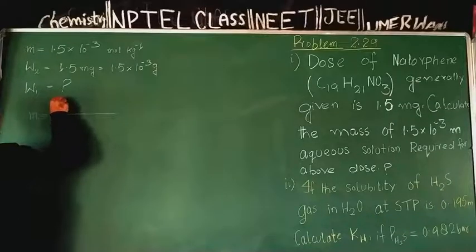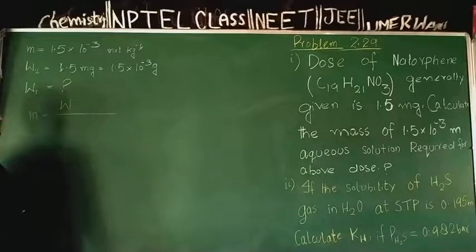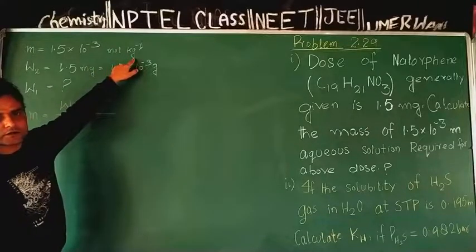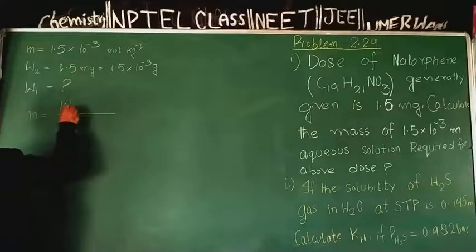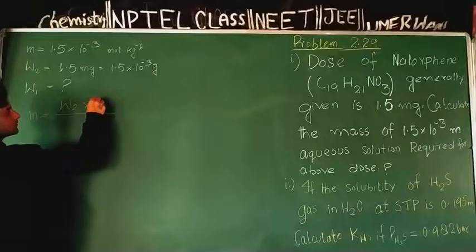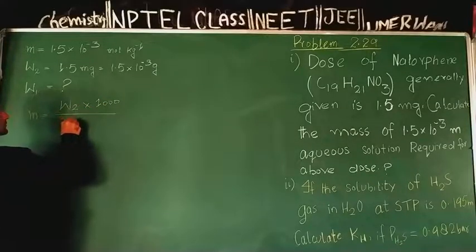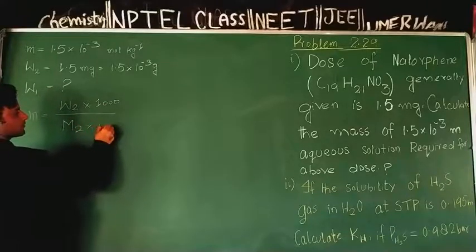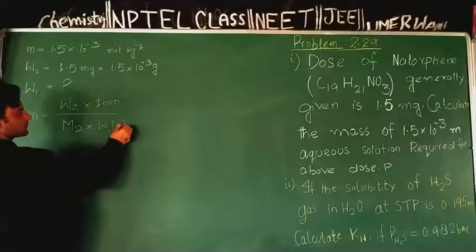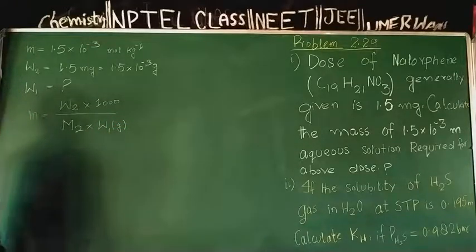The idea is simple, that we have to use the molality equation. What is molality? The number of moles of solute present in 1 kg of solvent, and its applied equation is molality is equal to weight of solute, dissolved mass of solute, multiplied by 1000, divided by molar mass of solute multiplied by weight of solvent, here water, in grams. This we need to calculate.